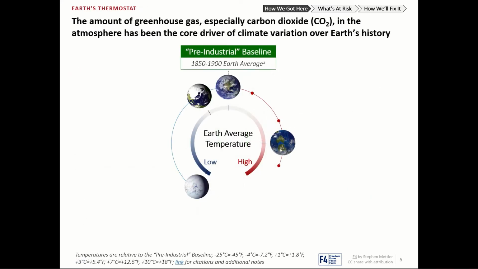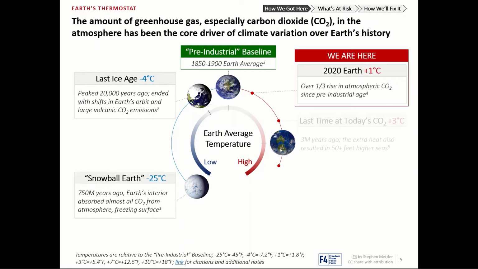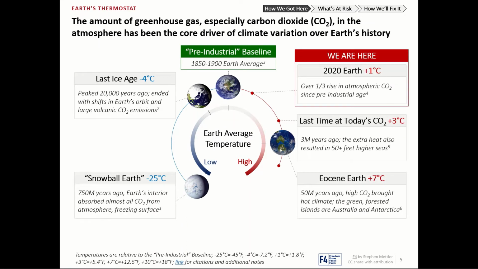So the more greenhouse gas you have, the more solar energy is being transferred to Earth's atmosphere. And this shows how changing greenhouse gas amounts have changed Earth's climate over its history. We have everything from snowball Earth, 25 degrees Celsius colder than the pre-industrial era, to Eocene Earth, 7 degrees warmer, and the changes at that level of heating were enough to turn Antarctica and Australia into forested continents, to give you a sense of how huge an impact these changes in temperature can have.